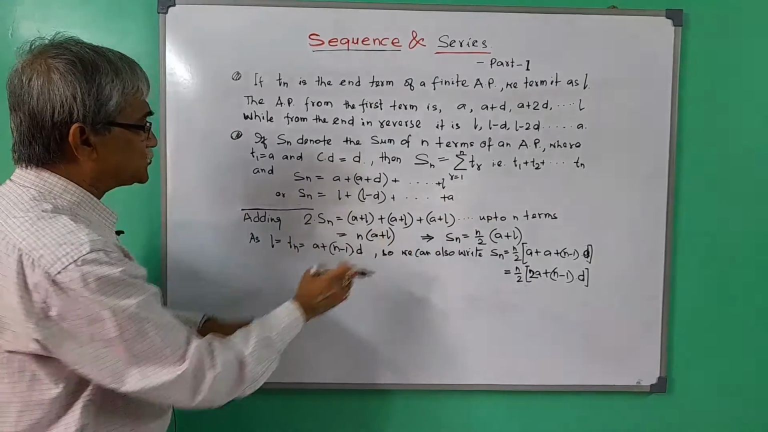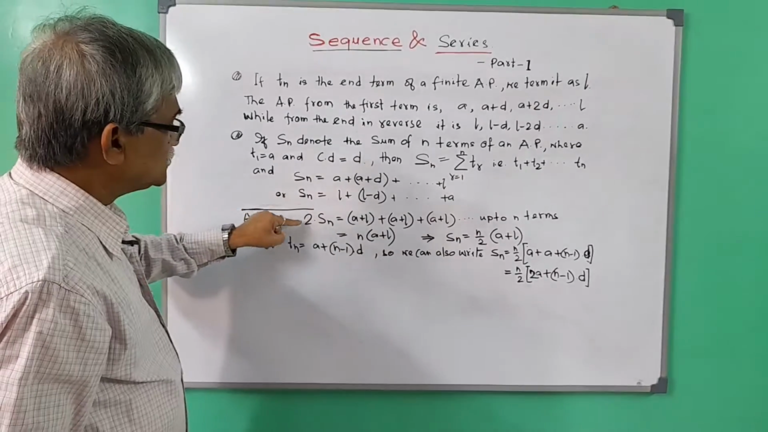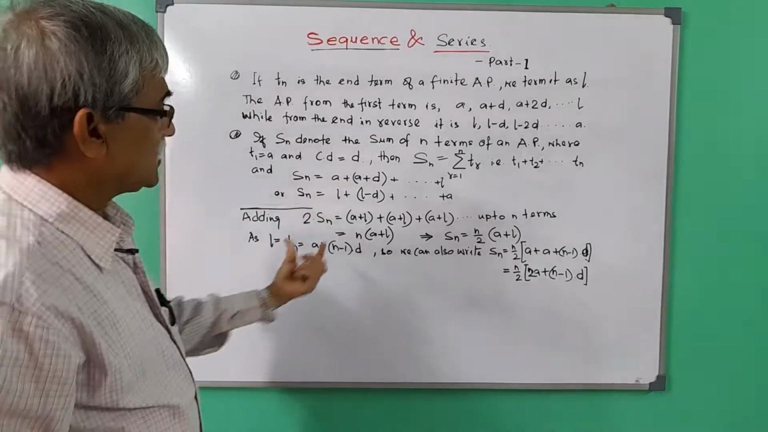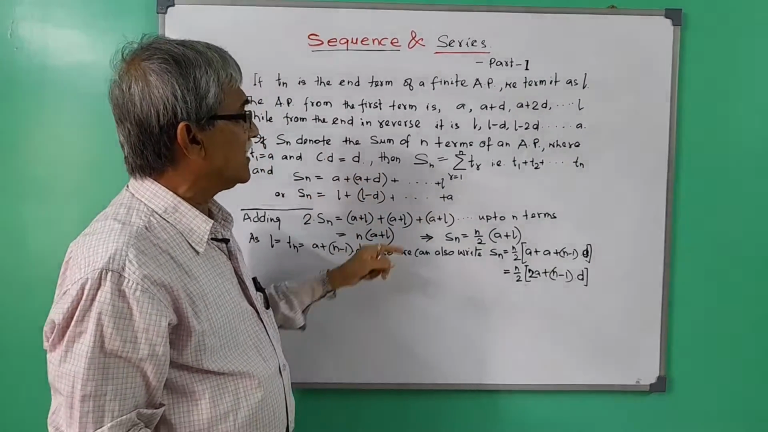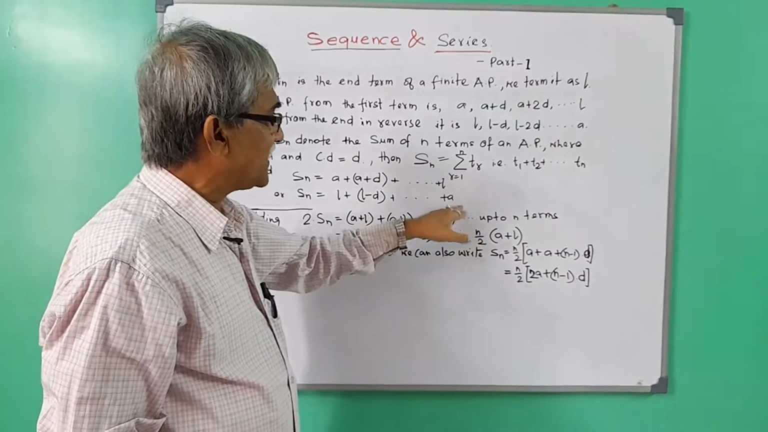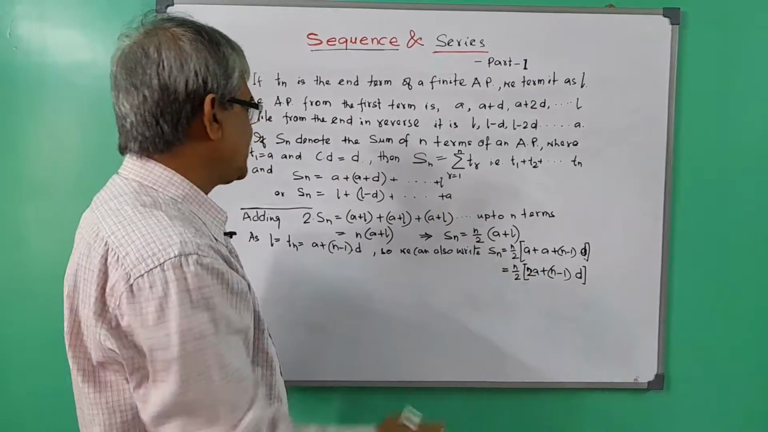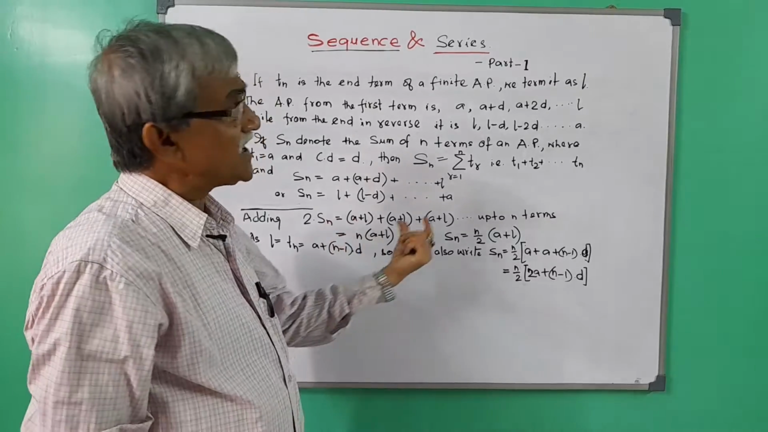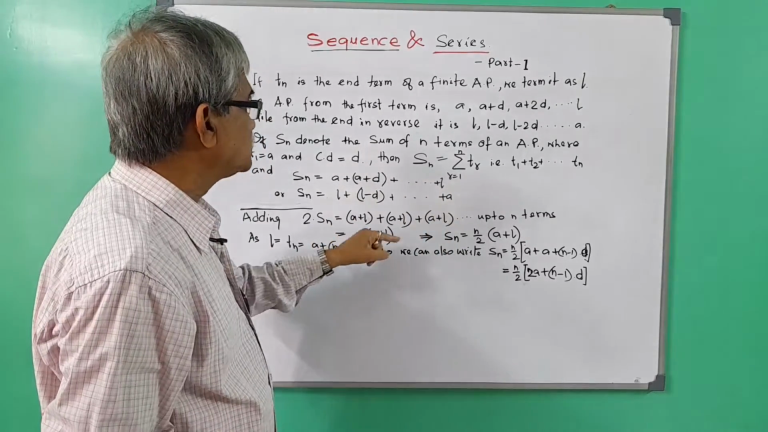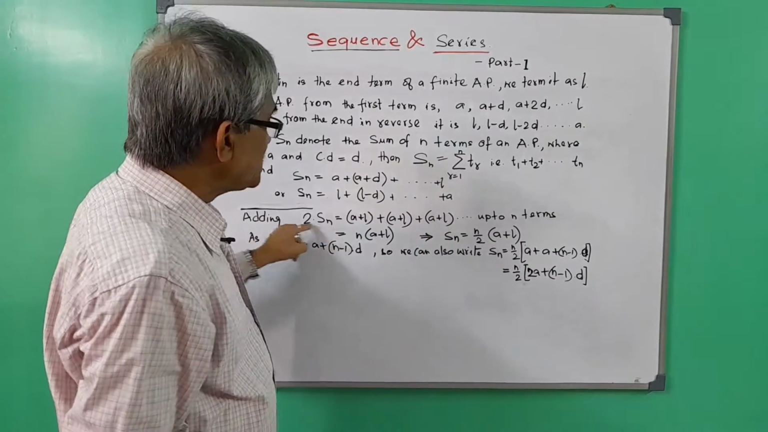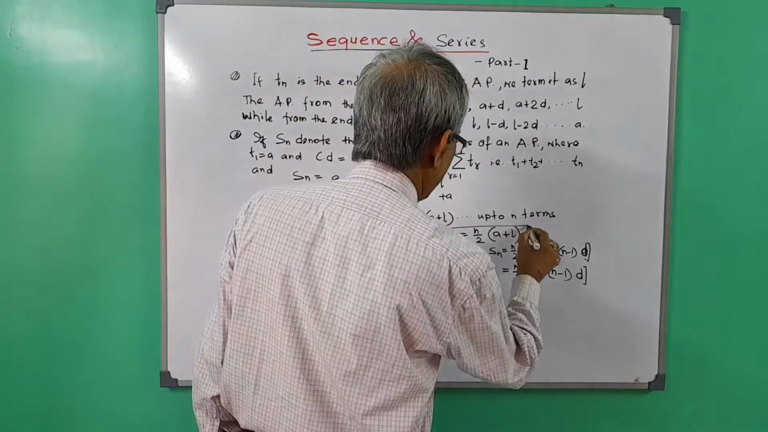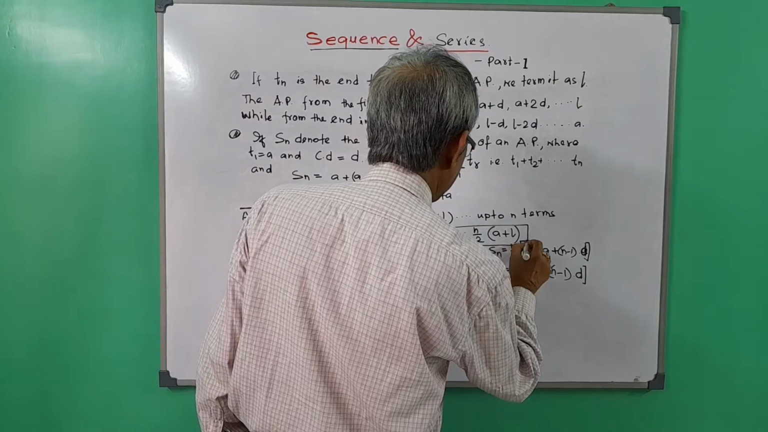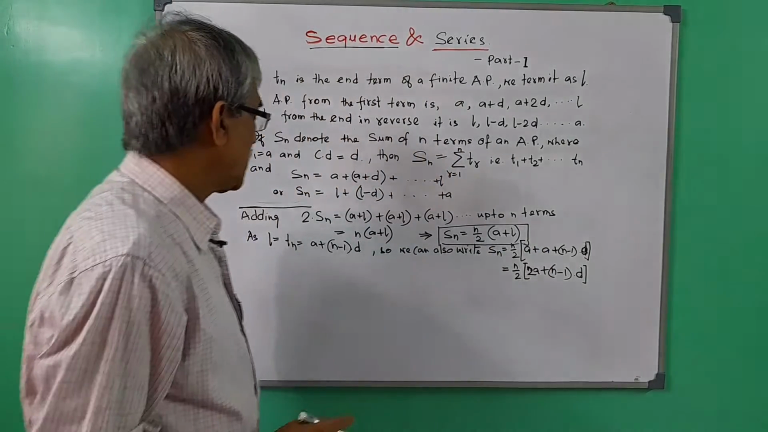Now, if you add these two, then it becomes 2 into Sn, that equals, here it is a plus l, here it is once again a plus l, this way up to the last term a plus l, that is up to the n terms. So the same thing added for n terms becomes n into a plus l. Or this way you can say that Sn equals n by 2 into a plus l. This has to be remembered, okay?